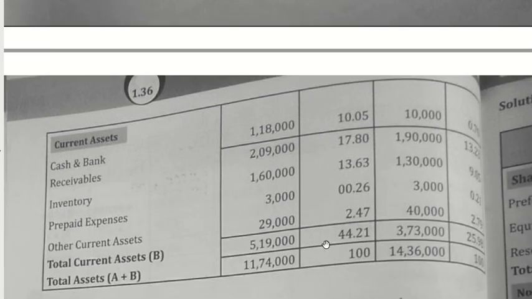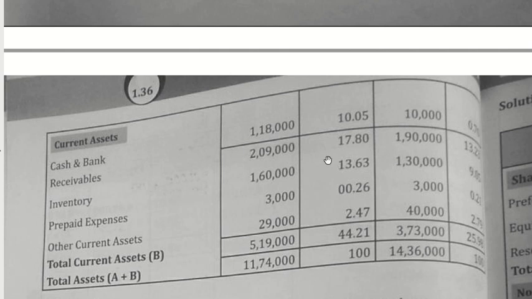So in the beginning itself, you can write this is the total, so that every item will be divided by this amount, and this is the total for the year 2002.